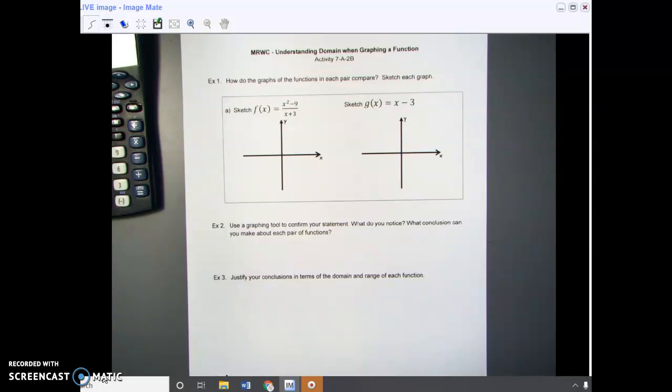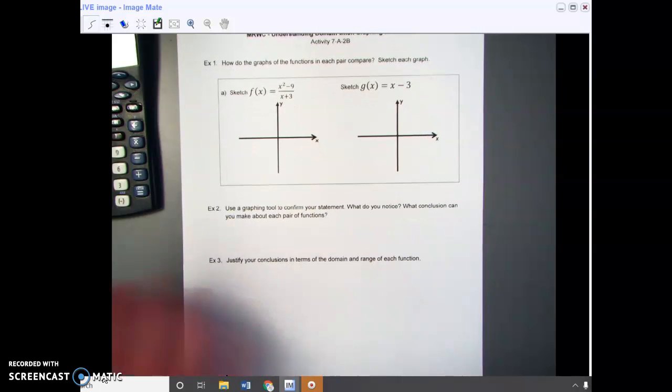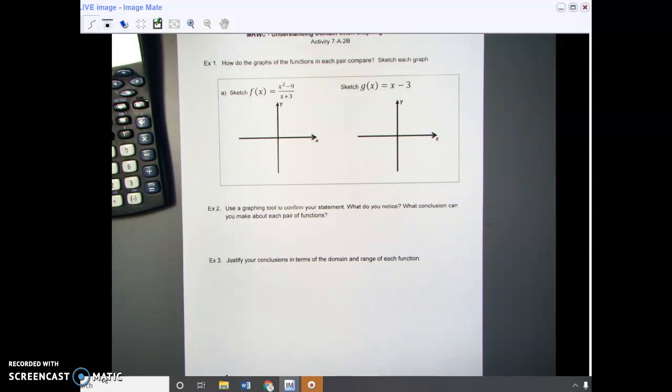If we take a look at example number one, it's going to ask us to graph the two functions and see how they compare. And we're going to sketch each graph. And then the second one is going to ask you to use a graphing tool to confirm our statements. And then the third thing is going to ask us to justify our conclusions in terms of domain and range of each function. So I'm actually going to take a look at part A in answering the third example.